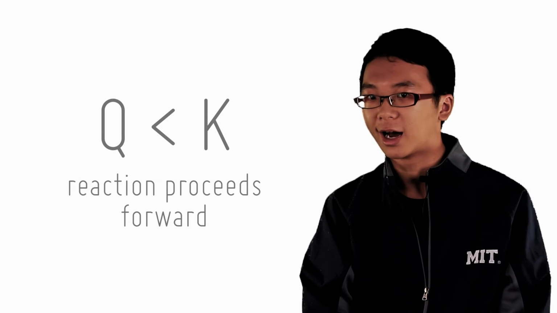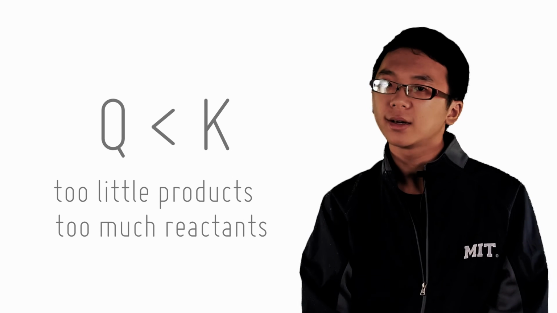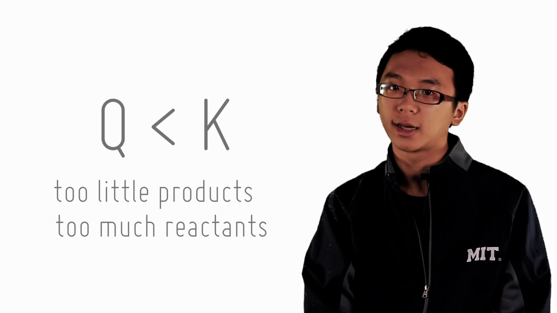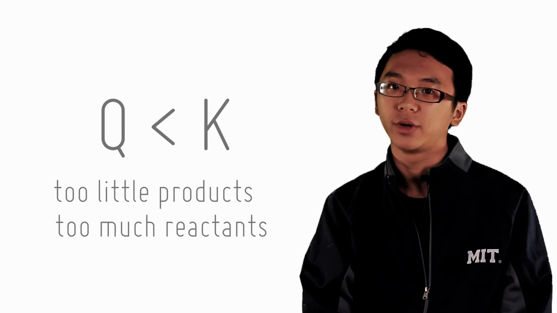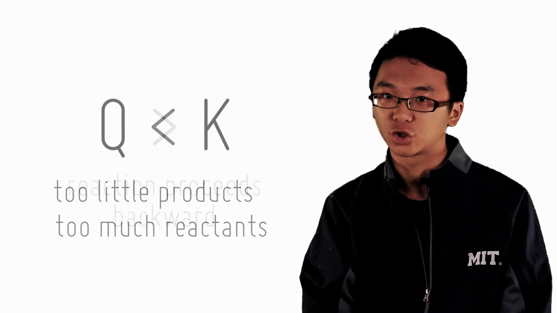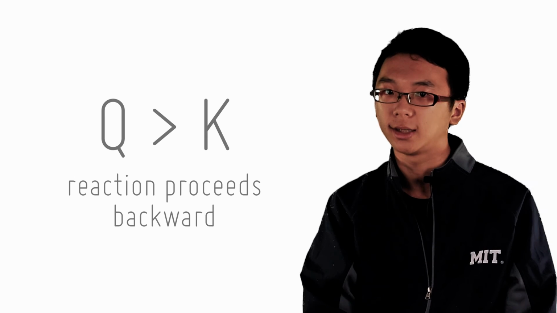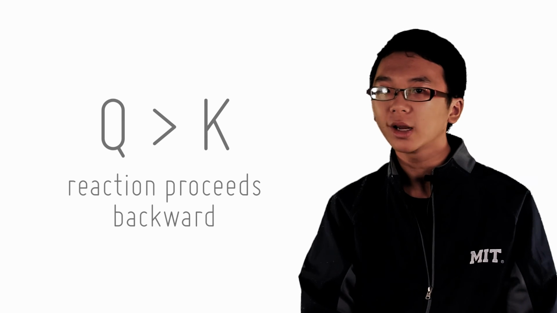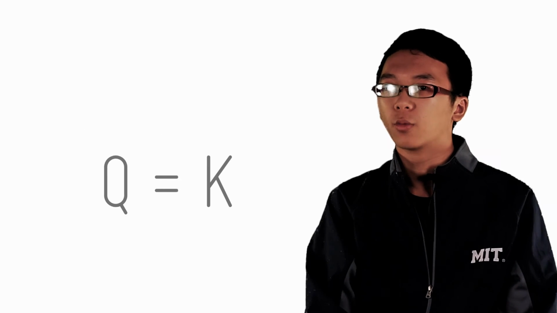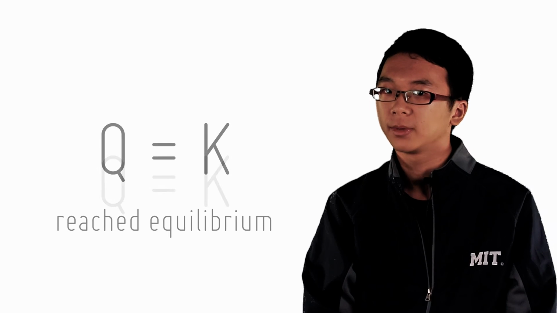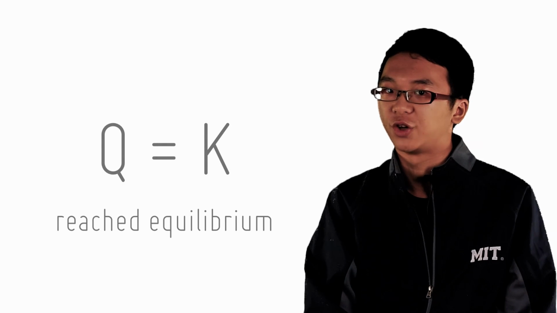Similarly, if Q is larger than K, this means that there is currently too much products and too little reactants, and the reaction will proceed in the backward direction, to the left, to reduce the amount of products to attain equilibrium again. Now what if Q is equal to K? Well, congratulations, you have reached equilibrium and there is no incentive for you to shift anywhere else.